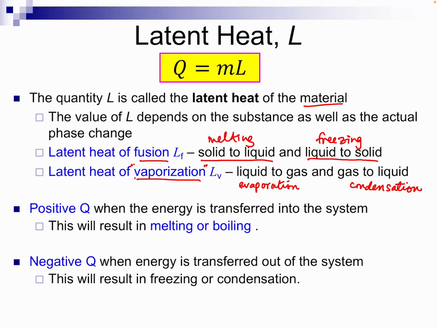Okay. And as before, Q can either be positive or negative. It's positive when the object is gaining energy, such as melting or boiling. So you heat up the ice, it gains energy, and that causes it to melt. Q is negative when heat needs to be taken away from the object, so that the object loses energy. In that case, if water loses energy, it will freeze into ice, or if steam loses energy, it will condense into water.